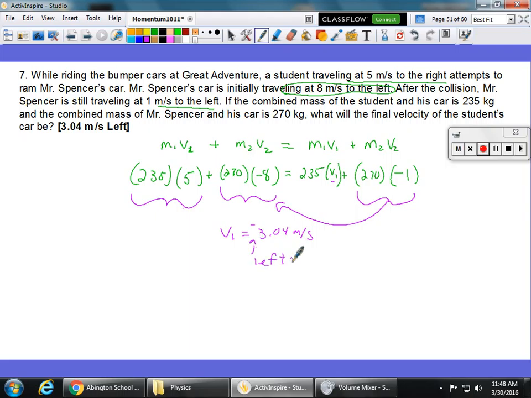And that should make sense. If we're looking at the total here, we have a much larger mass and velocity. We have a small velocity here, so that we're going to have a slightly negative velocity for the student. Okay, and I'll be back with number 8, one more elastic problem.